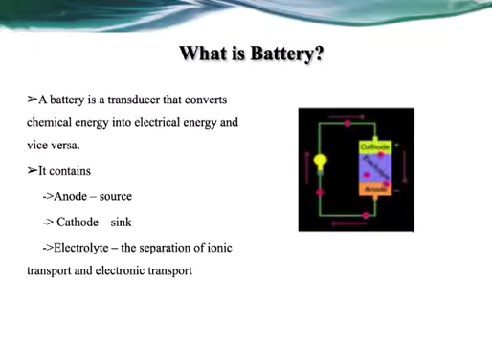Now we can check what is a battery. Battery is a transducer that converts chemical energy into electrical energy and vice versa. This is the structure of a battery. It contains anode as source, cathode as sink, electrolyte for separation of ionic transport and electronic transport.